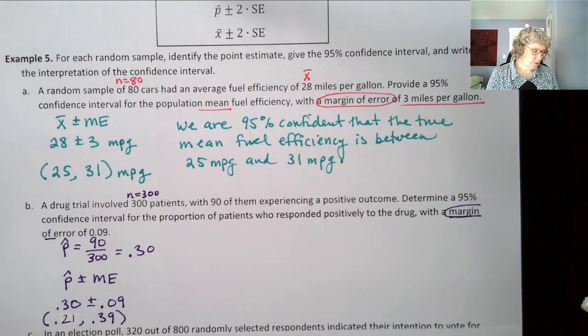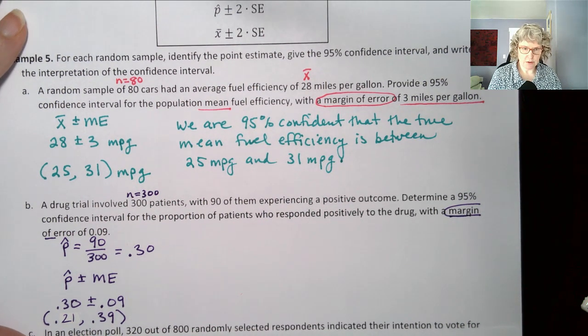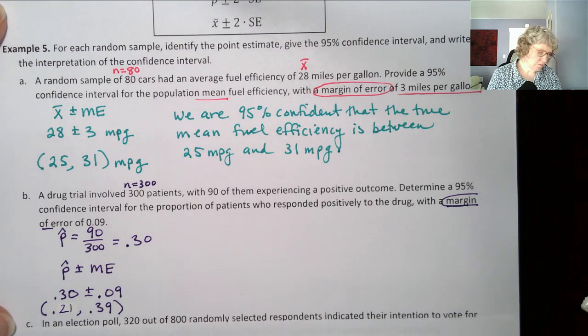We don't really need units if it's a proportion because these don't have units unless you change it to a percent. Then it would be 21 to 39%. So I might do that in my interpretation.